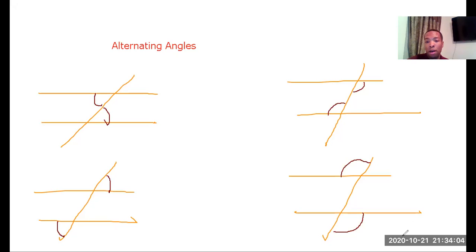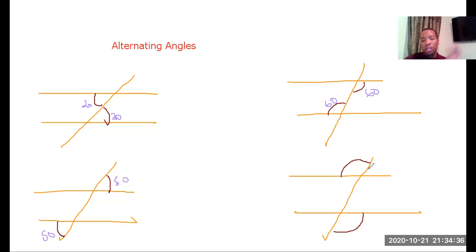For example, this bottom one right here, this angle, yes, is at the top, but if you flip this angle around, it lines up directly with that bottom angle. So then they're alternating angles. When I say that, I mean if this angle right here is 20, then this angle is also 20. If this angle right here is 50, then this angle right here is also 50. If this one is 60, this one is 60.